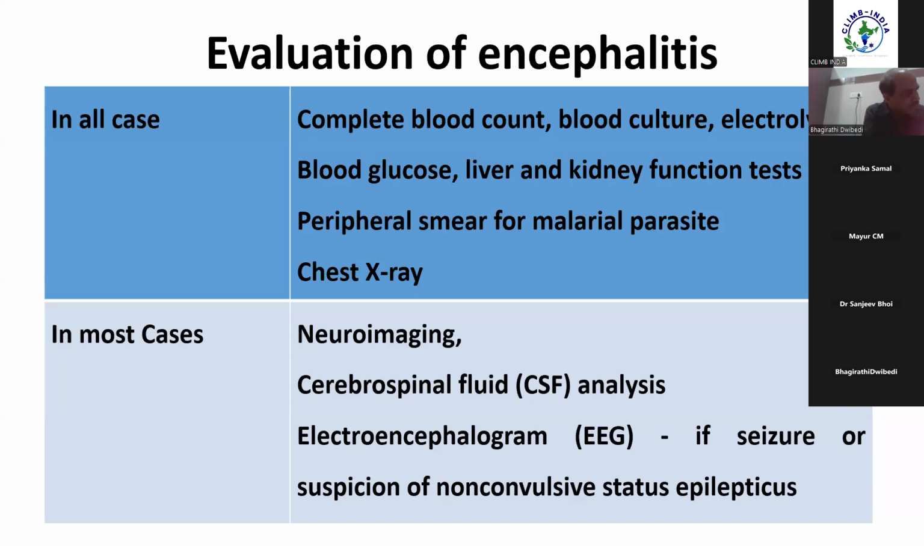What we plan for evaluation: for each and every case, we go with a routine evaluation of all the tests. And as the second line, in most cases we can go for a CSF study, neuroimaging in some cases, or EEG if required. Evaluation of autoimmune encephalitis remains the third line, or other causes like inborn errors of metabolism or some other causes we look into if it is not diagnosed with our first and second line of investigation.